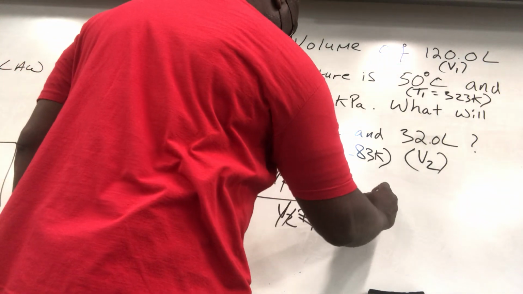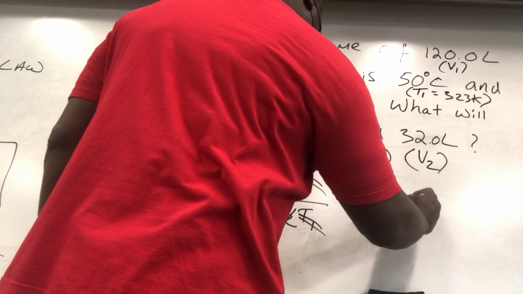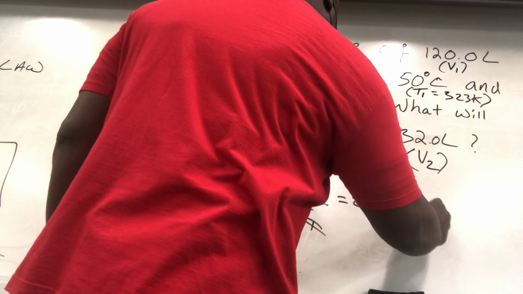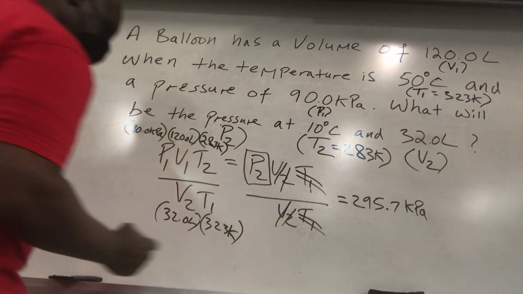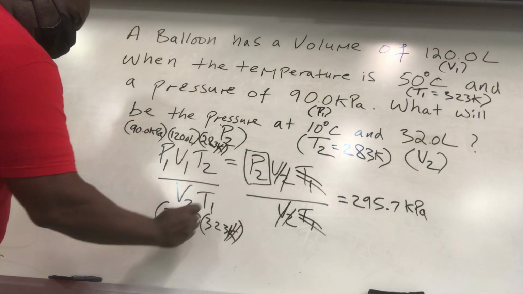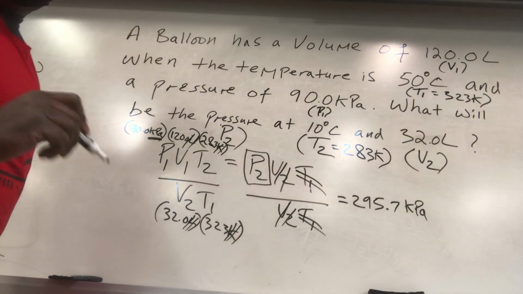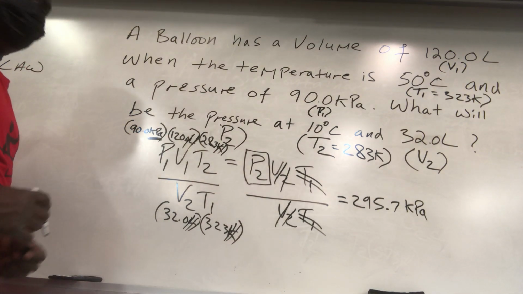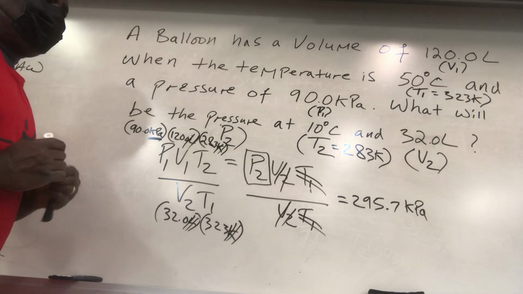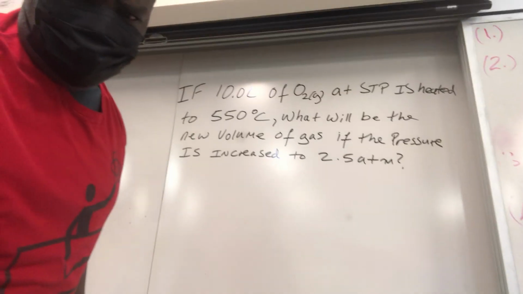295.7, and the units will be kPa, because Kelvin here and Kelvin here cancel, liters here and liters here cancel, and you're left with kPa, and you're done. This problem is successfully solved. All right, you know what? Let's do another problem to wrap it up, to make sure we're okay with this.